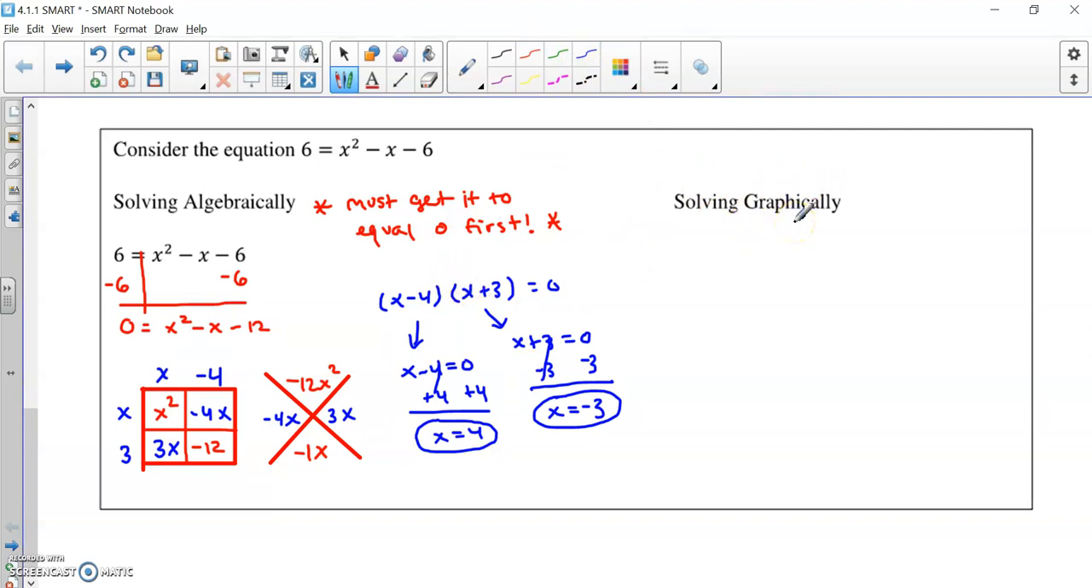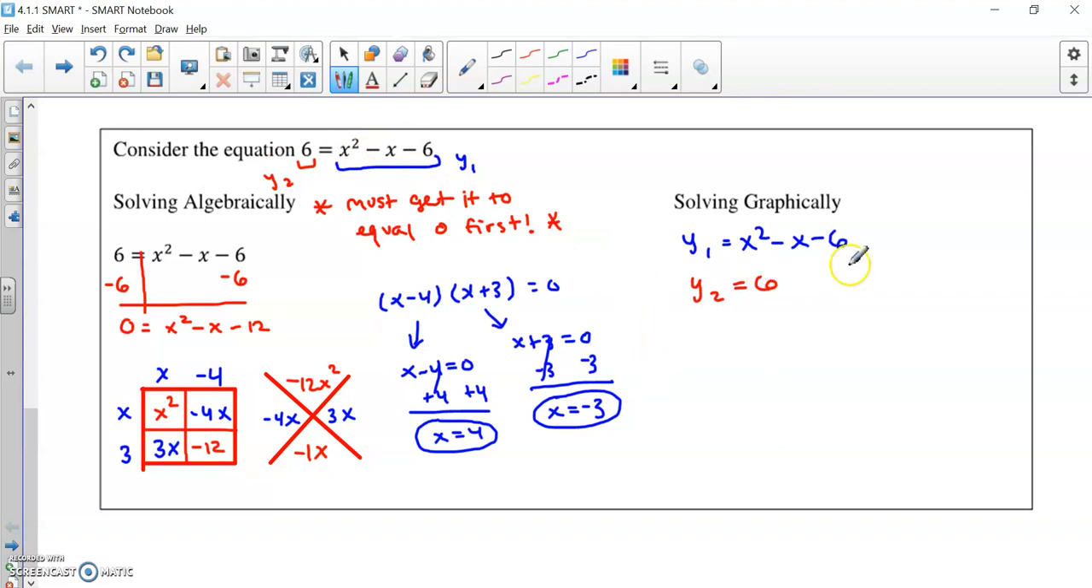Graphically, though, we would have to do that method where we take the right side, we would call that our y1, and we would take, well, let's write that down first. Okay, and then we would take our left side and we can make that y2. It doesn't matter which one you call y1 and y2. Again, I just like to make the more complicated one y1, but it does not matter.